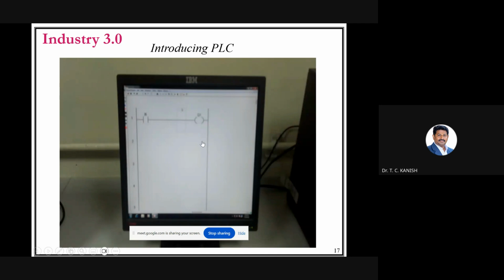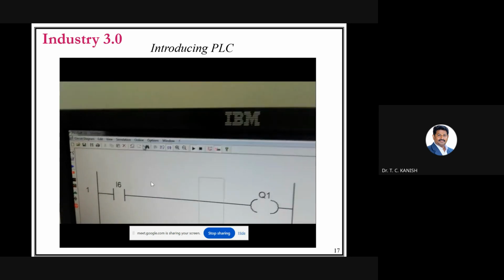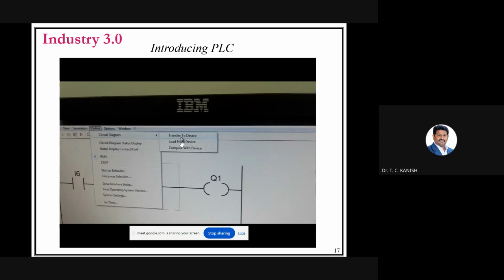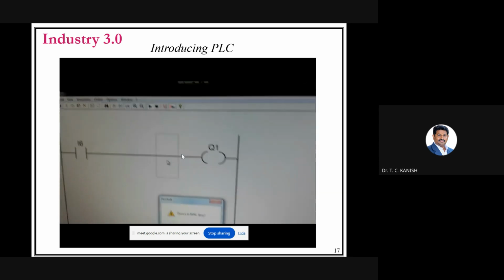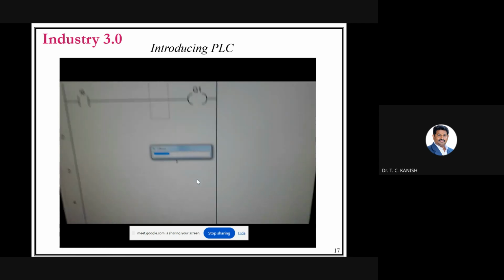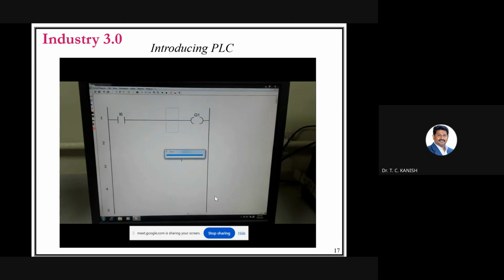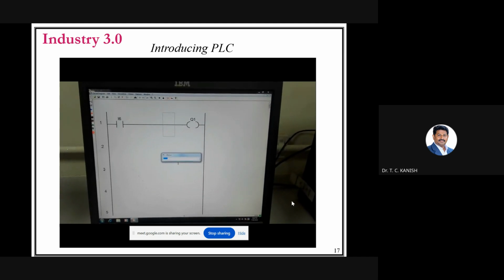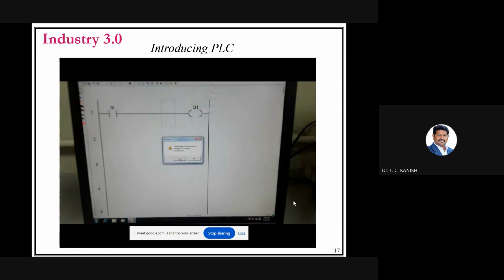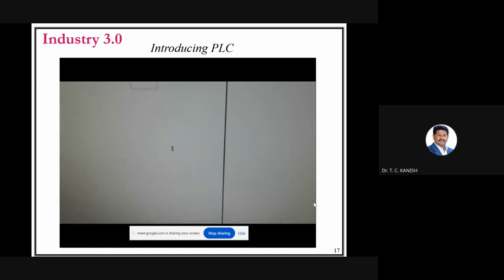One sensor is connected and one actuator is there. Once the program is made, we need to go online and transfer it to the device. That means whatever program you have written will be transferred to the PLC. Once it is put in run mode, through the RS-232 cable the program starts entering the PLC. Then the program is uploaded to the PLC right now.